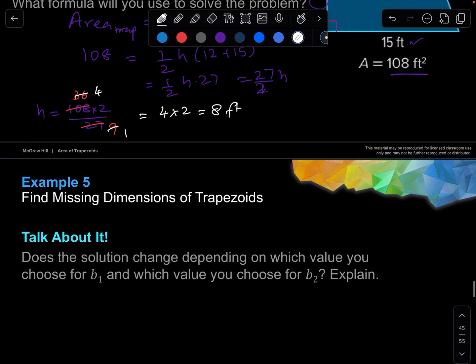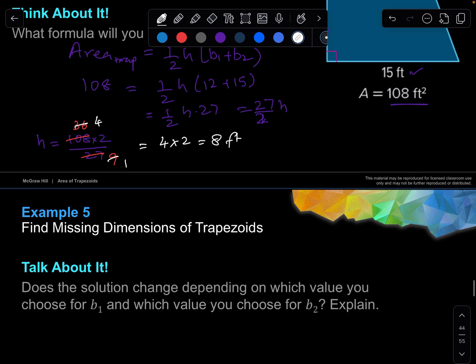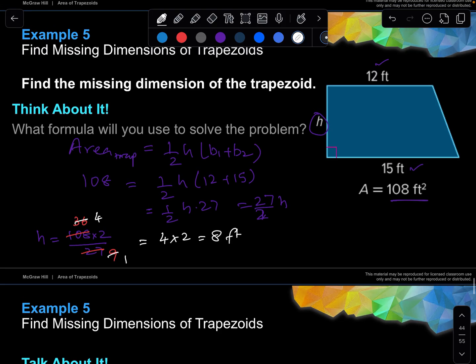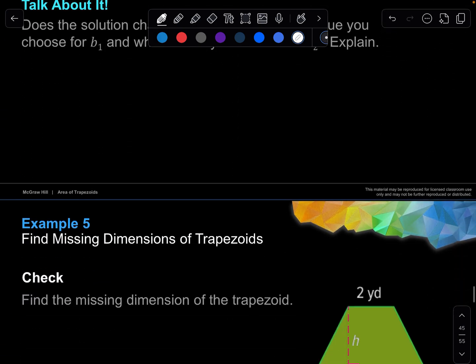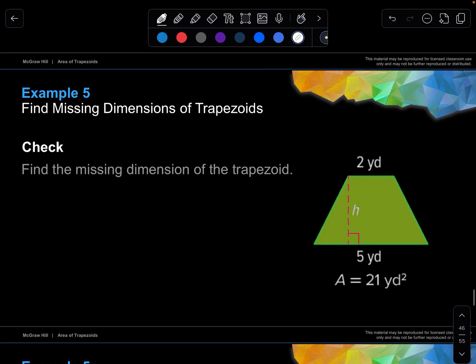Now does the solution change depending on which value we chose for b1 and which we chose for b2? Would it change if I said my b1 is 15 and b2 is 12? No, it won't, because we are adding both. So the order of addition does not matter. Alright, I want you to pause this and do this check problem on your own.